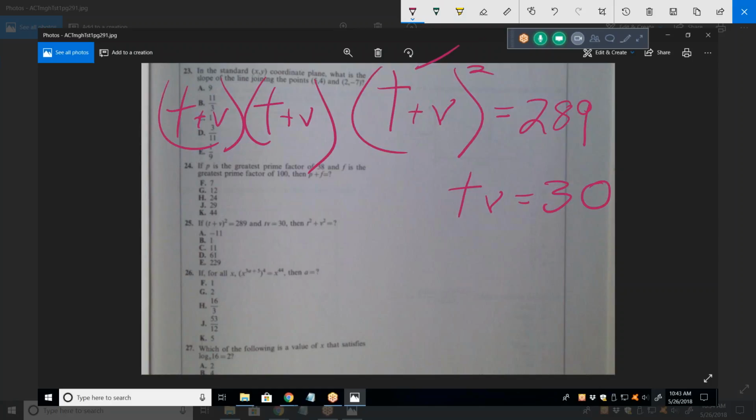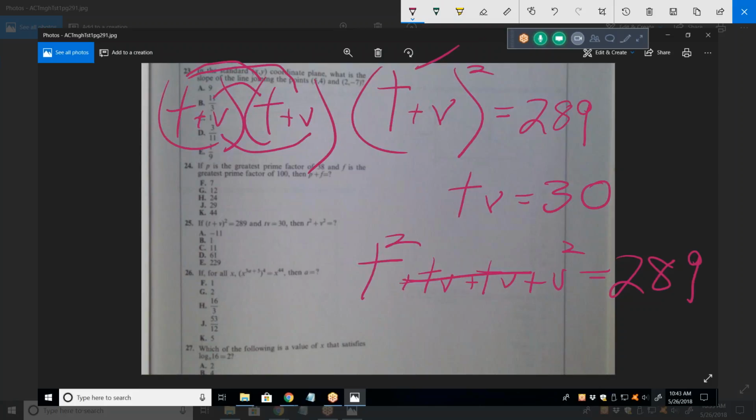Okay. So we get t squared. In other words, that times that is t squared. Then I get this times that. Then I get this times that. And then finally I get this times that. So give me each of those terms. Okay. So t squared plus tv plus tv plus v squared. That's equal to 289.